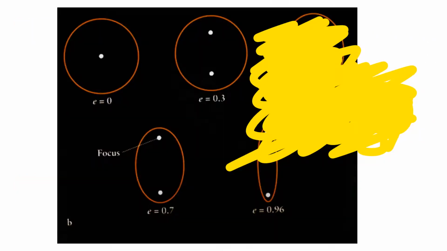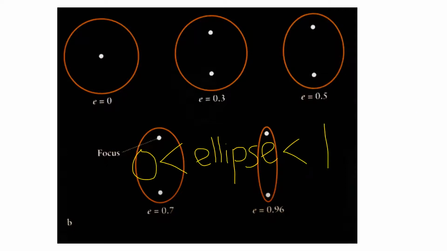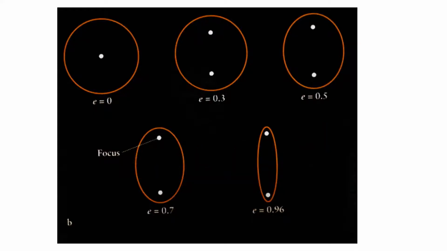Look at this diagram here. Because for a circle there's only one focus, the distance from the center to the focus is 0, therefore the eccentricity is equal to 0. However, what happens when you have two foci? Then you end up with the eccentricity being less than 1 but greater than 0.